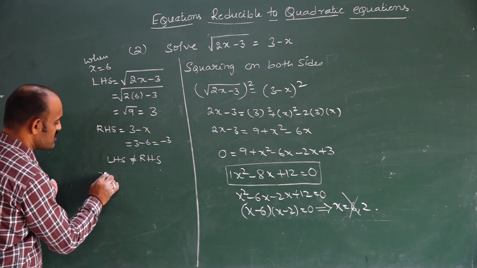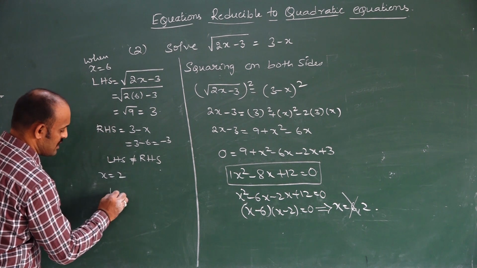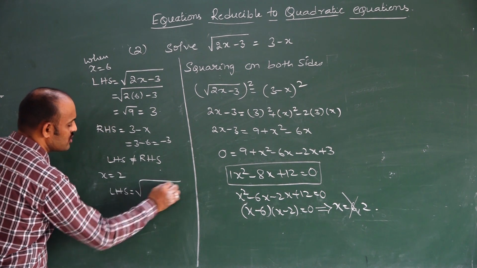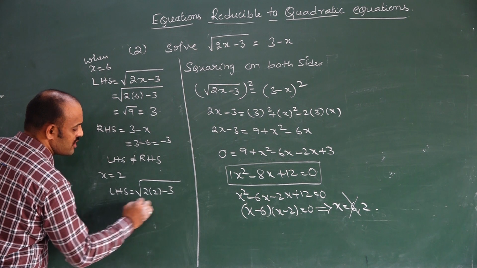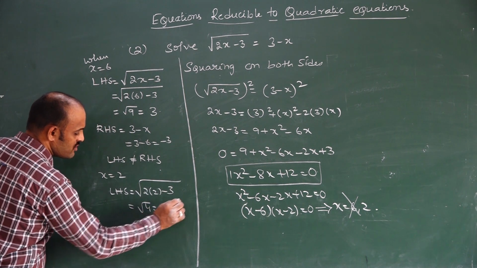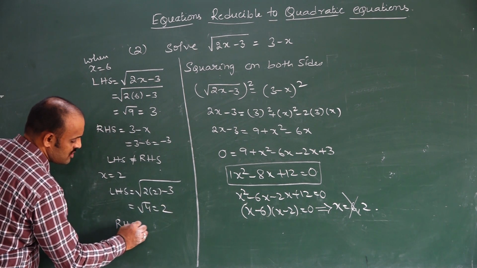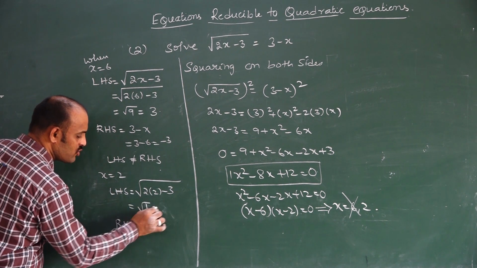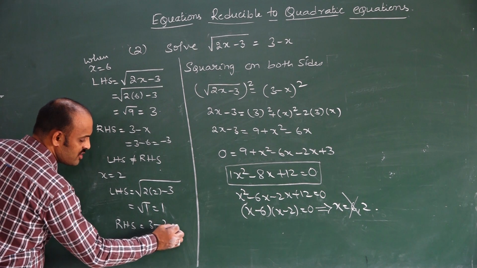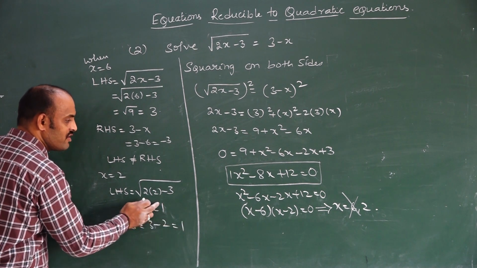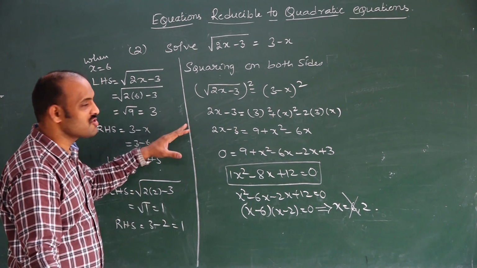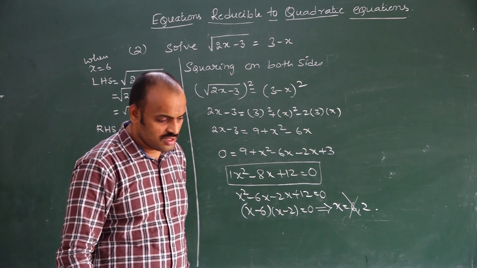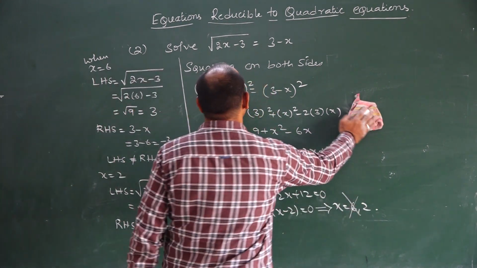Let's see, x is equals to 2. LHS. Under root 2 into 2 minus 3, so 4 minus 3, which is root 1. Root 1 is 1. Right hand side, 3 minus 2 is 1. This time we got equal. Therefore, x is equal to 2 is the solution. Let's see one more question.